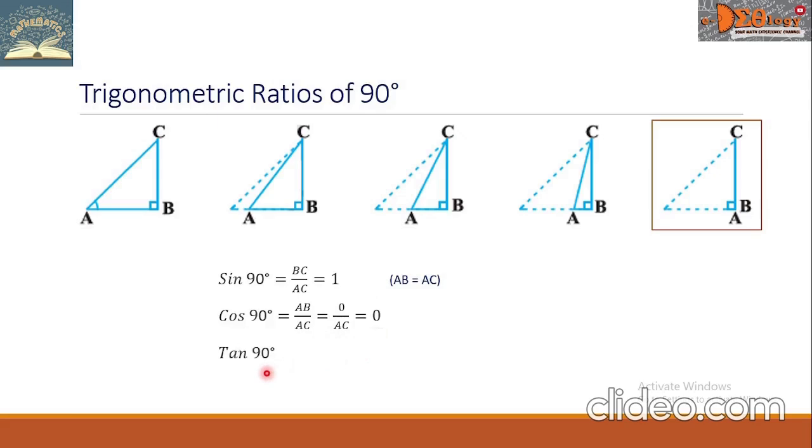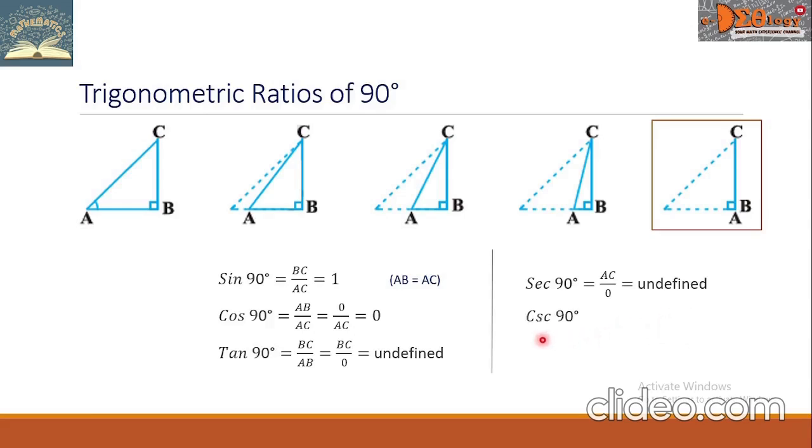Tangent 90 degrees. Tangent is opposite over adjacent. Using the values of the figure, that will be BC over AB. But AB equals 0. Therefore, BC divided by 0 is undefined. So, tangent 90 degrees is undefined. Then we have the secant 90 degrees. Secant is the reciprocal of cosine. Using the figure, we have AC over 0. And secant 90 degrees is undefined.